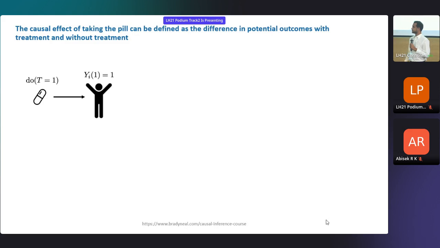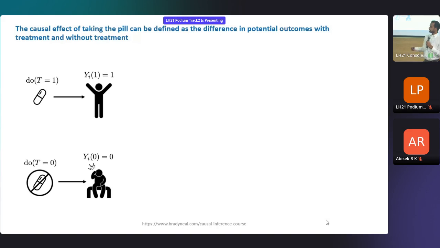And you observe that the effect is 1, the outcome is 1, that is the headache has gone. And on the other side, you also don't take the pill, and you see that the outcome is 0, that is the headache stays. So we define the causal effect as the difference in potential outcomes of y1 and y0. Only if this difference between y1 and y0 exists, then we can say that there is a causal effect of the treatment.